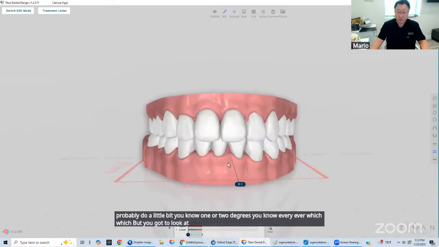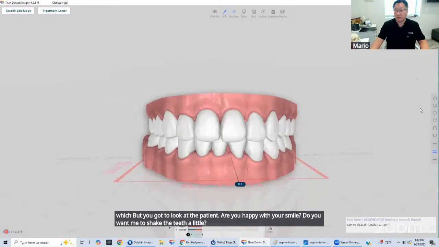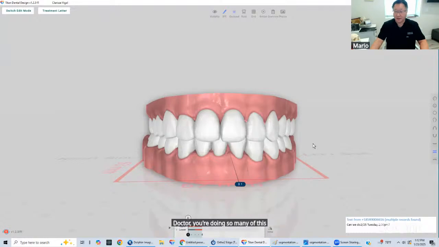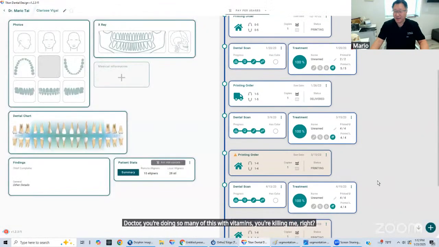Are you happy with your smile? Do you want me to shake the teeth a little? And sometimes they don't want to. Sometimes they're like, I'm so happy. Can I just finish already? Doctor, you're doing so many of these refinements, you're killing me, right? So at that point, I think I'm pretty much done, right?